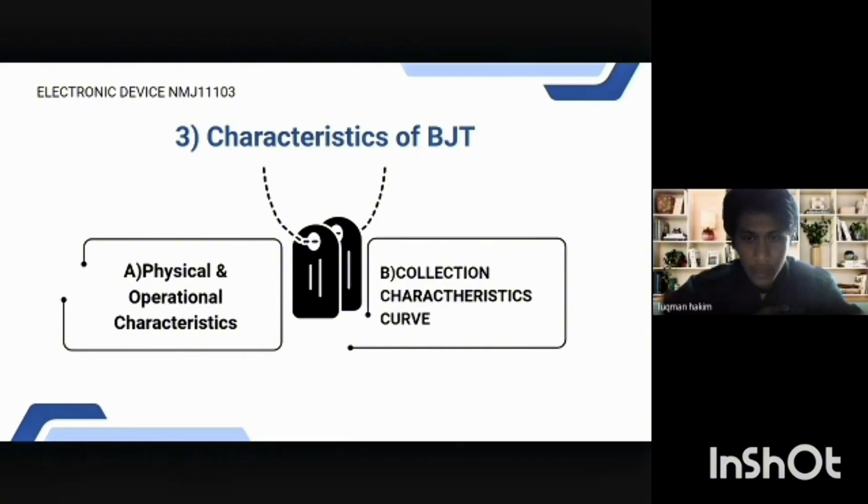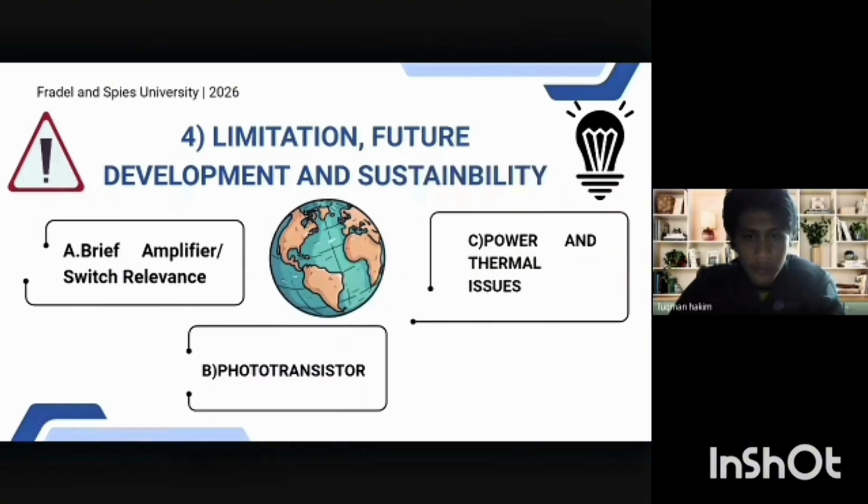Okay, my name is Muhammad Hakim, as Arif introduced me from the start, and I will explain to you guys about the characteristics of BJT. Basically, the characteristics of BJT consist of two parts that take a crucial part in knowing whether it is a BJT. Firstly, the physical and operational characteristics, and second, the connection characteristic curve. The final part of our discussion is the limitation, future development, and sustainability.